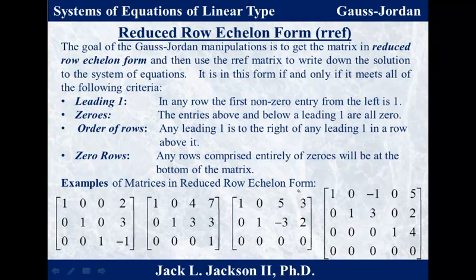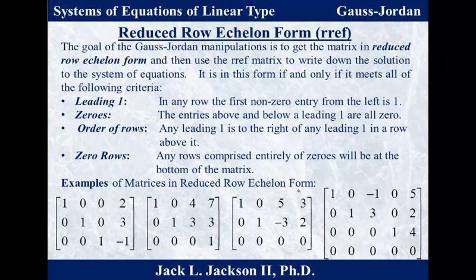Okay, so basically the goal of Gauss-Jordan manipulation then is to get the matrix in what's called reduced row echelon form, or RREF for short. And so then we can use the RREF matrix, the reduced row echelon form matrix, to write down the solution to the system of equations. So a matrix is in this reduced row echelon form if and only if it meets all the following criteria.